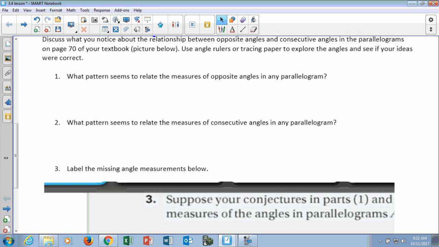So I want to give you guys another few minutes. I want to see what you can come up with. So see if you can figure out the missing angles that are on your page below here in your shape. And see if you see any patterns between what pattern seems to relate the measures of opposite angles in any parallelogram, and what pattern seems to relate the measures of any consecutive angles in a parallelogram. But to answer those questions first, you got to find your missing angles in the picture below, and that'll help you. All right, so we're going to give you a little bit of time to work on that. All right, so we're going to pause the video.